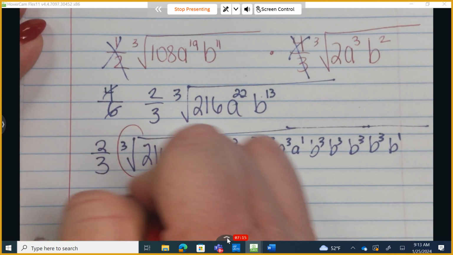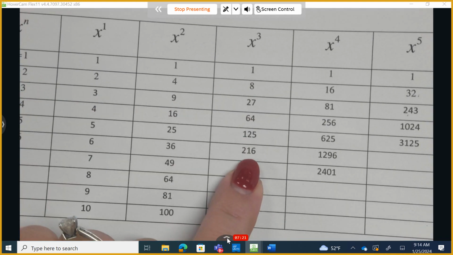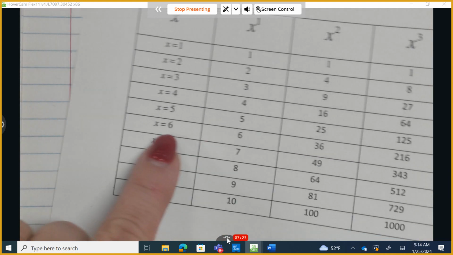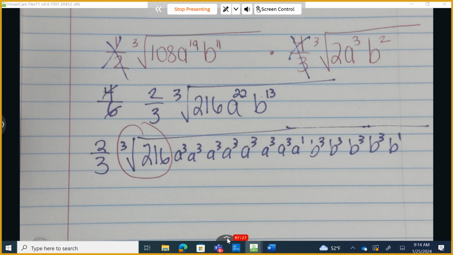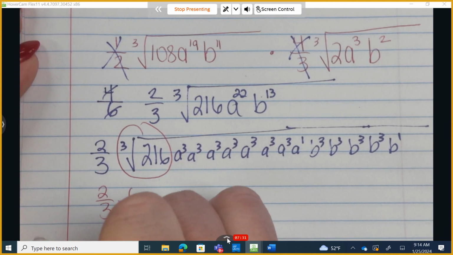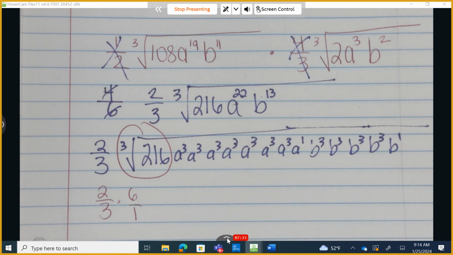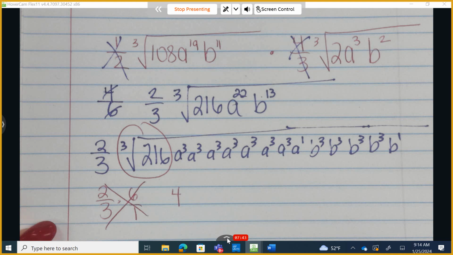All right, you ready? Go back to that paper. Go to column number 3 and see, is 216 there? Can I find 216? 216 is there. What does this mean? It means 6 times 6 times 6 is 216. So I have 2/3 times 6. By the way, that's the same as 6 over 1. So I think I'm going to go ahead right now and I'm going to simplify. 2 times 6 is 12. 3 times 1 is 3. 12 divided by 3 is 4. So I've got a 4 out front.